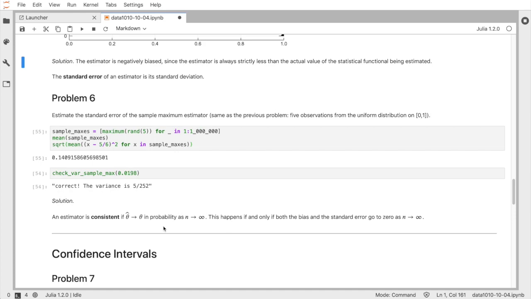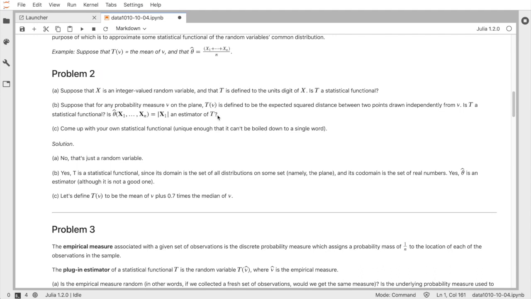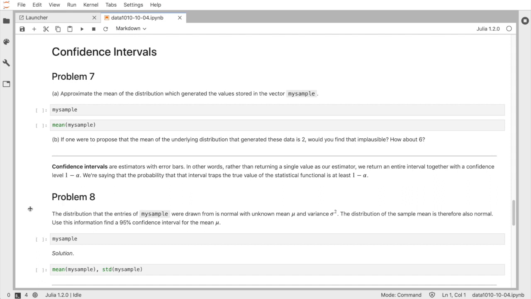An example of an estimator that's not consistent would be this estimator that we defined earlier for the expected square distance of 2 points drawn independently from a measure on the plane, where we just look at the distance from 0 of the very first point. So now let's move on to the second topic for today, which is confidence intervals.